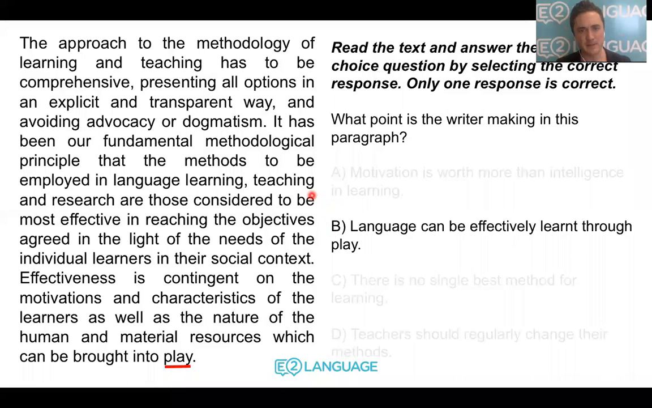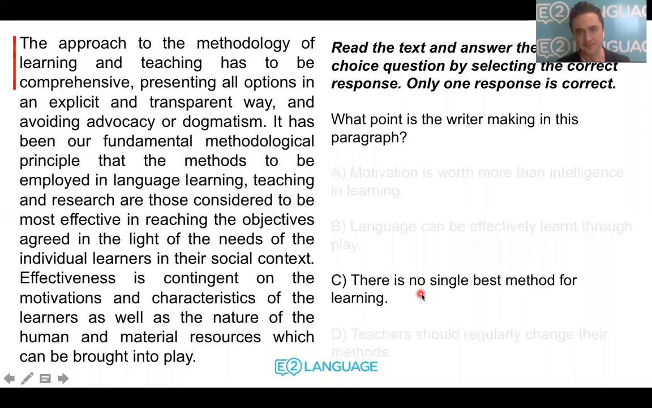Cool. Most people have got it. Let's have a look. Language can be effectively learnt through play, which means you can learn a language by playing. Here it says, effectiveness is contingent on the motivations and characteristics of the learners, nothing to do with play, as well as the nature of the human and material resources which can be brought into play, which is a different phrase. These two have nothing in common. They do not say the same thing. Therefore, we can eliminate it, okay?